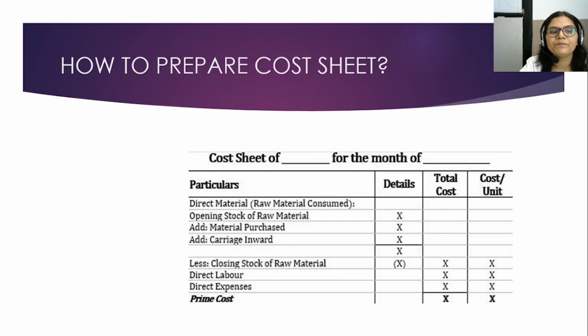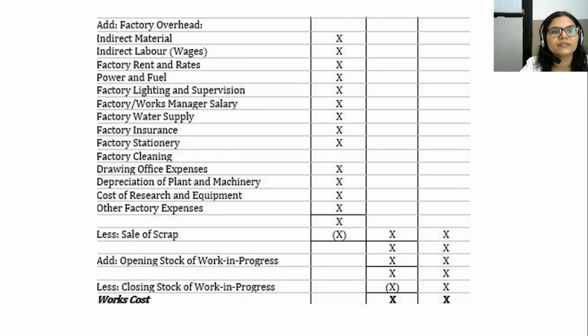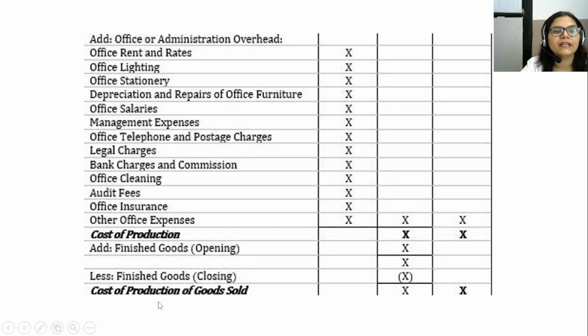Again, I brief you up. First, we will calculate the prime cost. Then we will calculate the work cost. Then we will come to the cost of production. And in cost of production, we will adjust opening stock of finished goods and closing stock of finished goods.